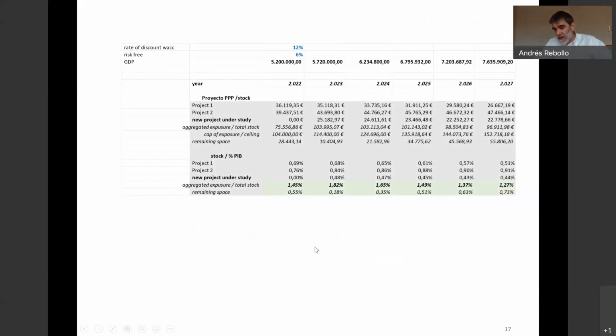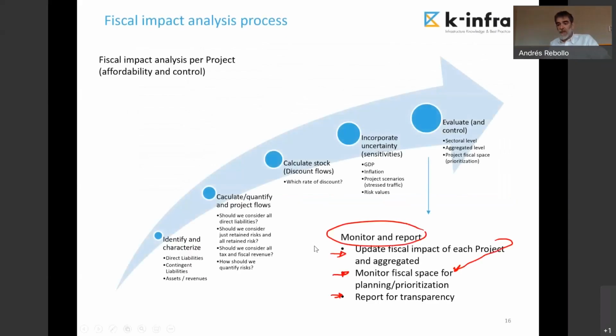Okay, I have just a numerical example there, but I will leave it for the questions because it's a little bit late and we have only half an hour more. So let me see the questions. We can start with the questions.